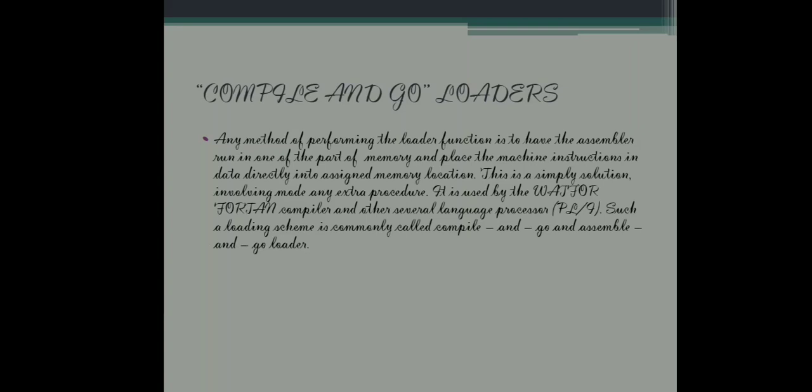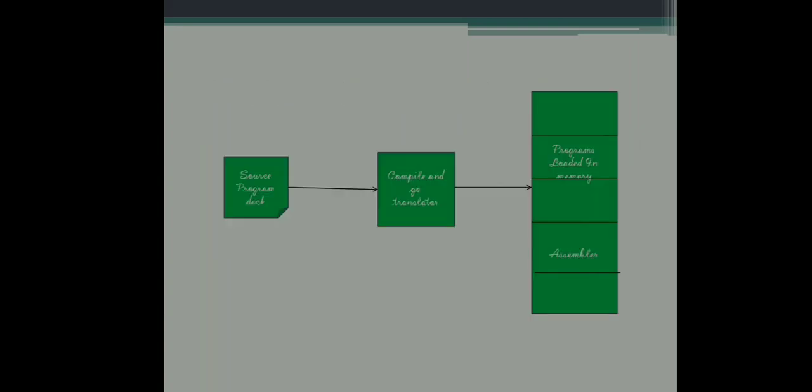This is the structure of the program. Source program goes to the compile and go translator, that goes to the program loaded in memory, and down is the assembler. The advantage is it is relatively easy to implement. It is very simple and easy to follow.